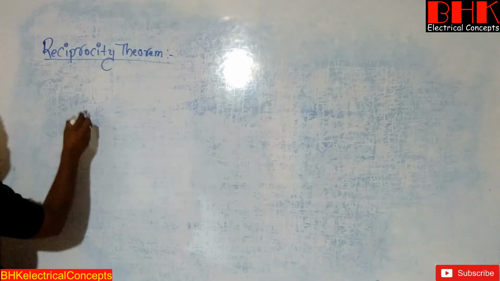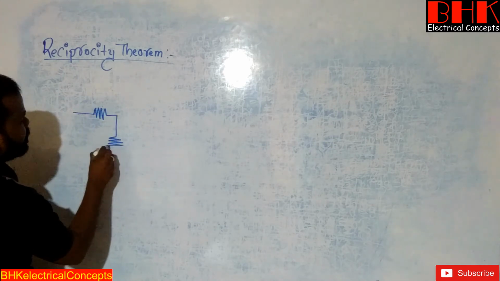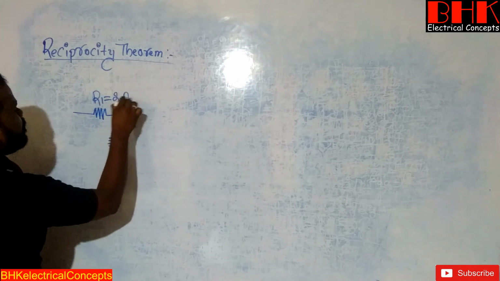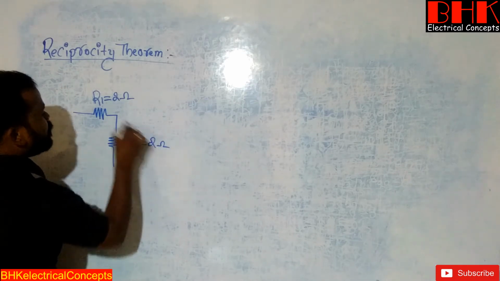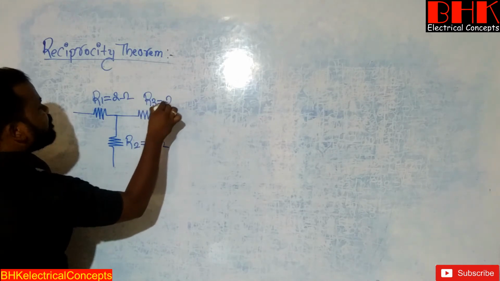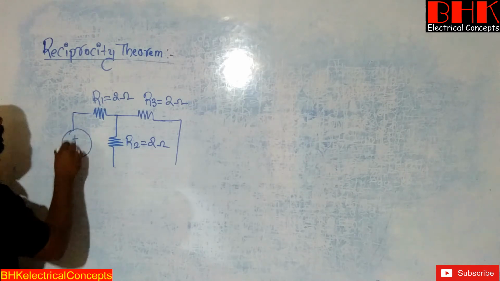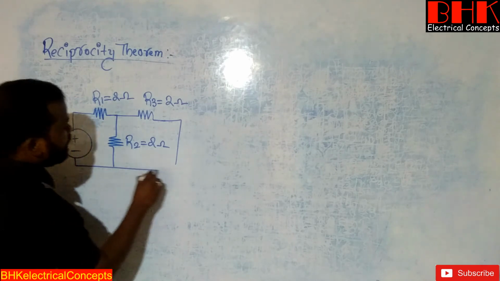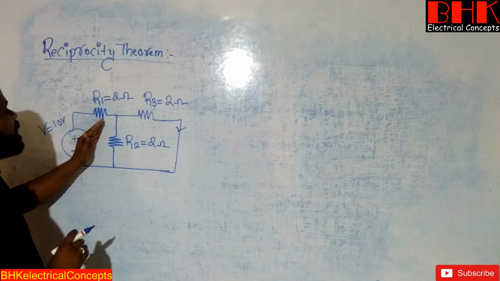So just see here. R1 is one resistance. For example, the value of R1 is equal to 2 ohms, R2 is equal to 2 ohms, and R3 is, again for example, assume 2 ohms. Now we are applying some supply, or simply we can say we are applying some voltage. So this is the circuit.